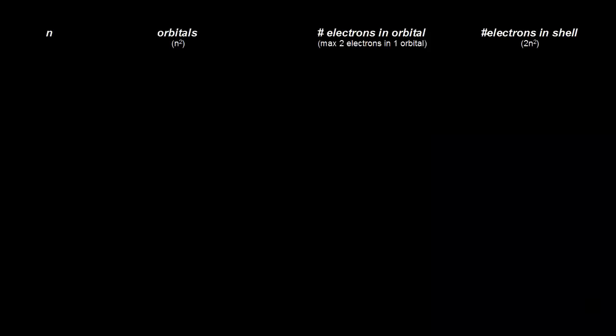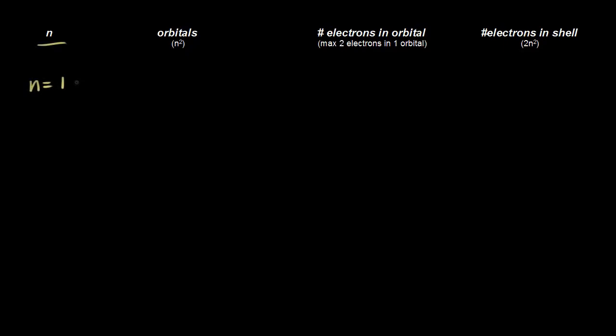Now that we understand the four quantum numbers, let's get some more practice using the quantum numbers and thinking about the first four shells, or the first four energy levels. So we'll start with n is equal to 1. So when n is equal to 1, the principal quantum number is equal to 1, we're talking about the first energy level, or the first shell.